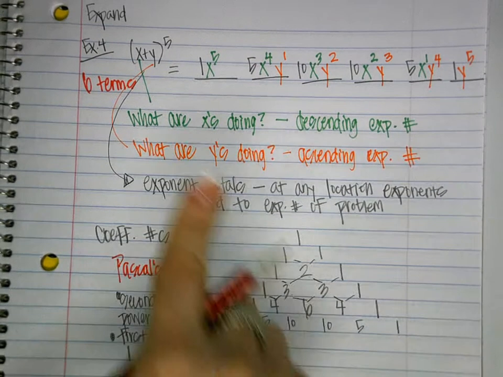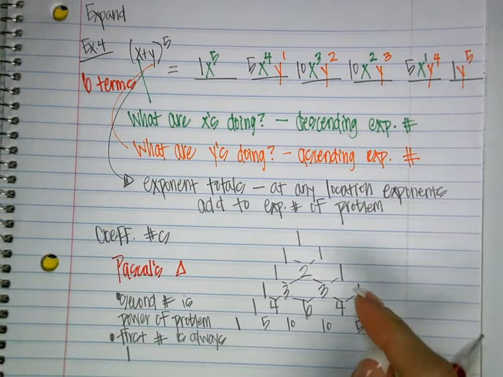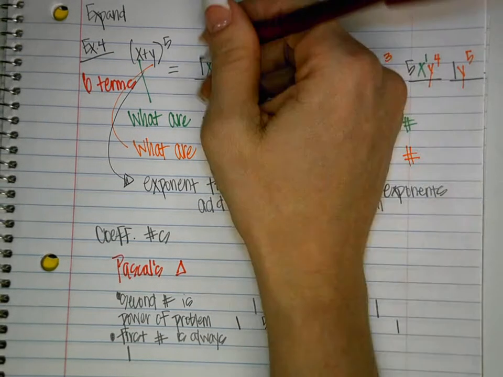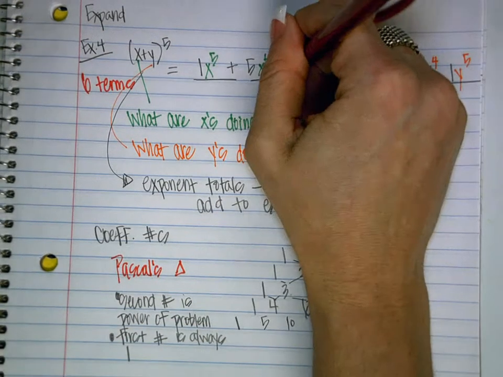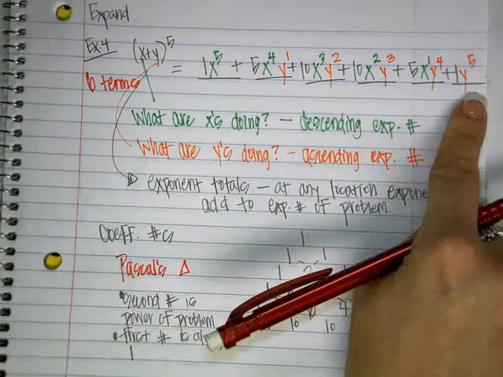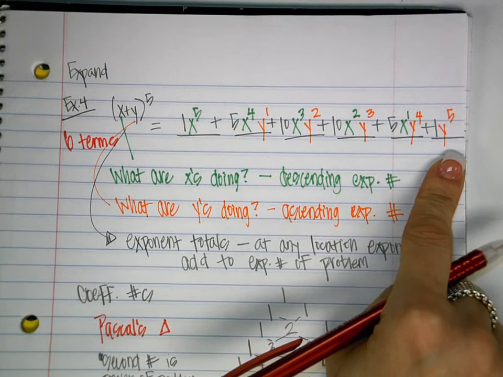Now, if it's plus in between each one of these, what do you think is going to happen with my signs in between? They're all going to be plus. It doesn't matter how many times you multiply, they're all going to be positive. That is the binomial expansion of x plus y to the 5th power.